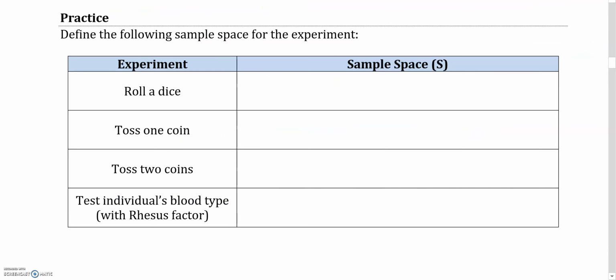So pause the video and practice defining the sample space for the following experiments. Then you can play the video and check your solutions.